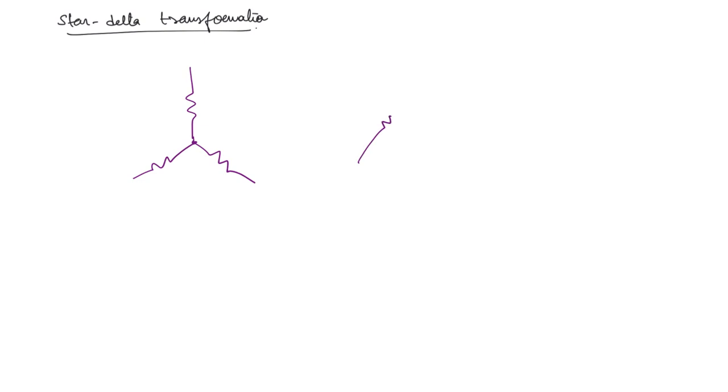Next, star delta transformation. So this is the configuration of connection. So the star connection of resistors is going to be like this. All of the resistors are connected to a common point. And what about delta? Delta is going to be like this. It is like a closed loop.